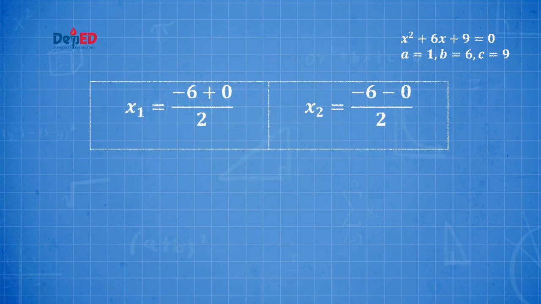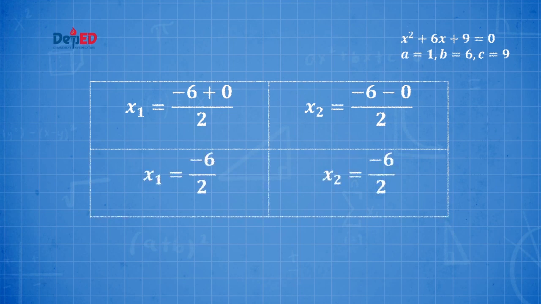Break down the equation into 2. Thus, the equations x sub 1 equals negative 6 plus 0 all over 2, and x sub 2 equals negative 6 minus 0 all over 2. Then solve for x. Both values of x can be simplified as negative 6 over 2 or negative 6 divided by 2. Increasing or decreasing a number by 0 yields the same number. Dividing negative 6 by 2, we get that x sub 1 and x sub 2 are both equal to negative 3. The two roots are integers and they are also equal.